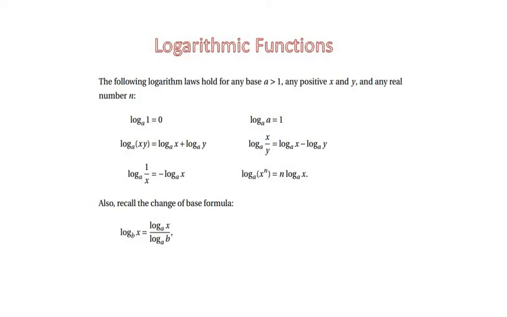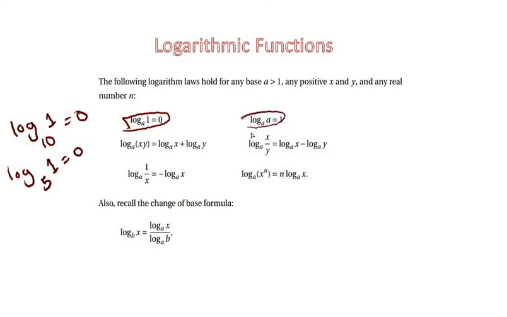In order to simplify logarithmic expressions and solve logarithmic equations, we need to learn the rules of logarithms. Now, this is one of the main rules of logarithms. Logarithm base a of 1 equals 0. Logarithm base 5 of 1 equals 0. Because 5 to the power of 0 equals 1. Any number to the power of 0 is 1.